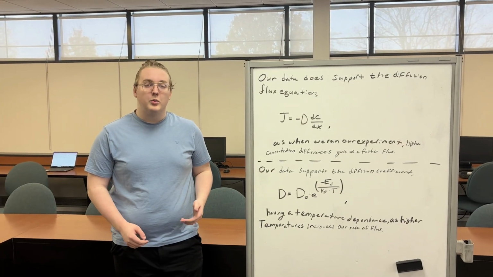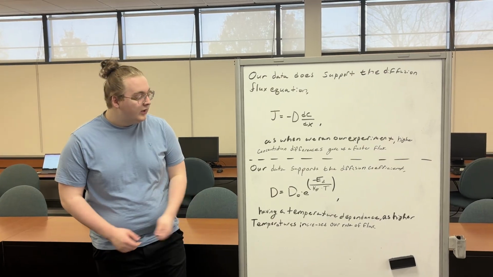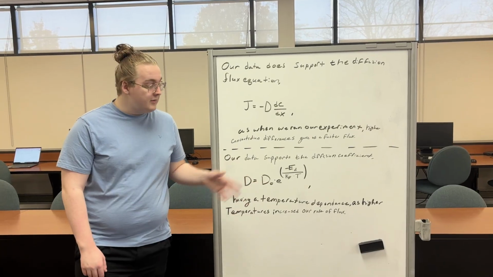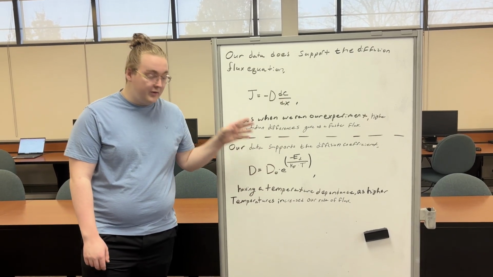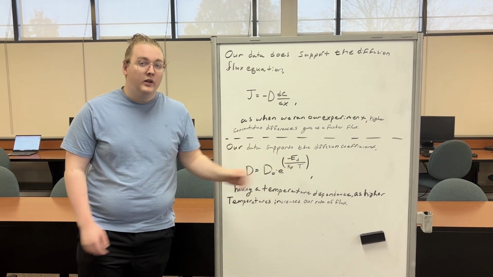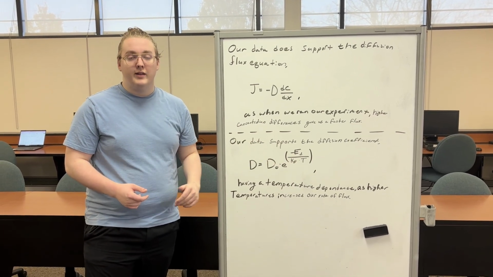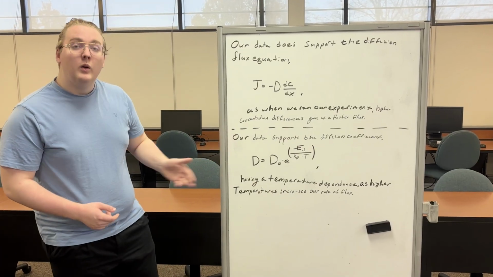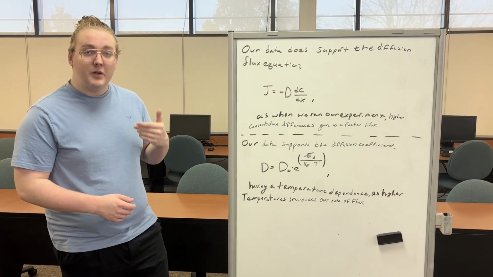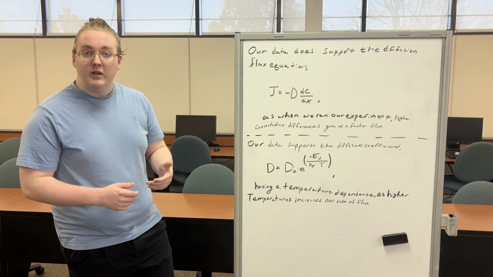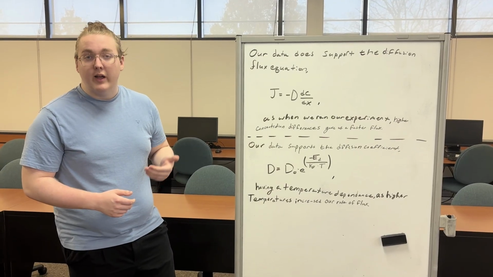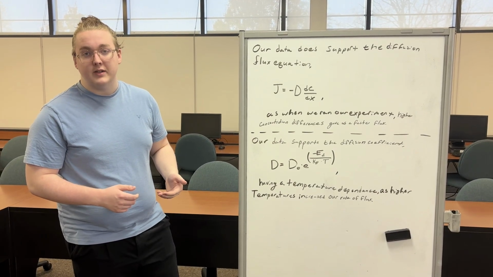Additionally, our data supports the diffusion coefficient equation. Here, our diffusion coefficient is based on an initial diffusion coefficient times the exponent of the energy of diffusion over the Boltzmann constant times temperature. Here, we're looking for temperature dependence for our diffusion coefficient, which we did see. When we raised our temperature, we saw faster diffusion and flux. And when we lowered our temperature, we saw a much slower diffusion flux, much more potent than our concentration difference.